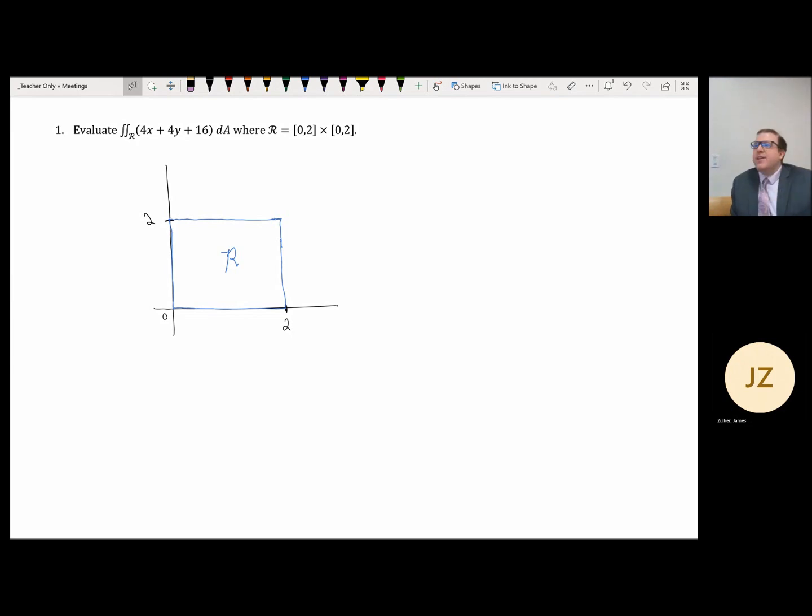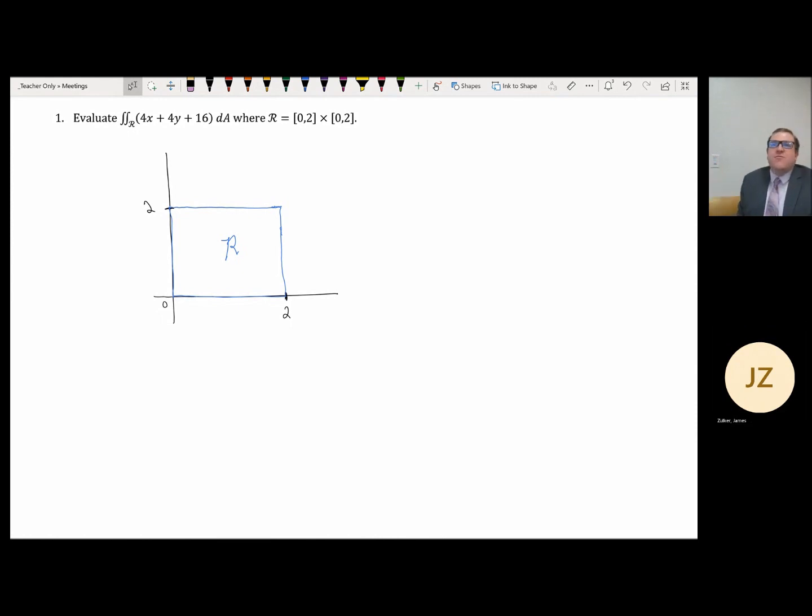So when you set up your iterated integral, you first want to decide your order. Do you want to do dx dy or dy dx? Because that decides how you describe the region. Rectangular, like I said, really doesn't matter. So I'm just going to stick with the standard dy dx. That means dA becomes dy dx. Remember, dA is the differential for area.